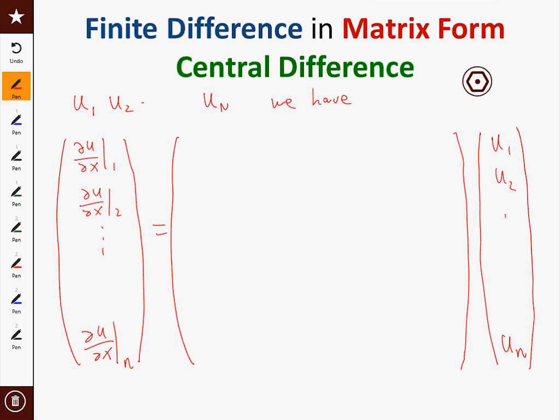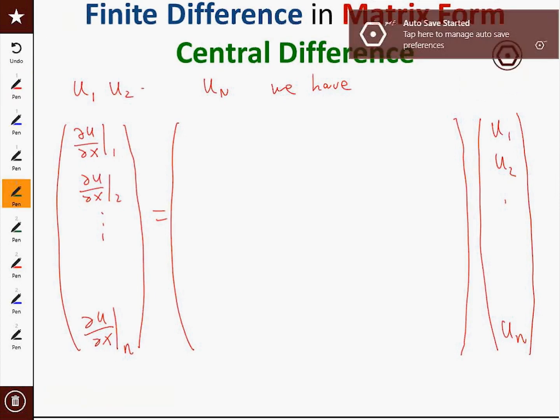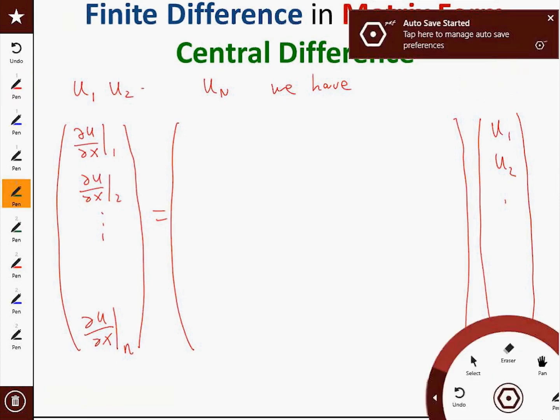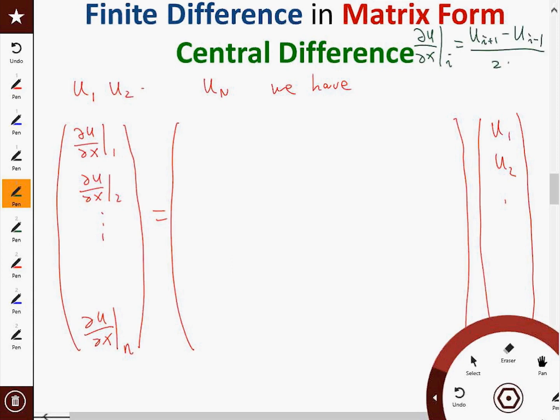Now, what is this joint matrix? What are the elements in this joint matrix? If it is a central difference, let me write down the central difference formula here. In a central difference, partial U, partial X at I is equal to U of I plus 1 minus U of I minus 1, divided by 2 delta X.